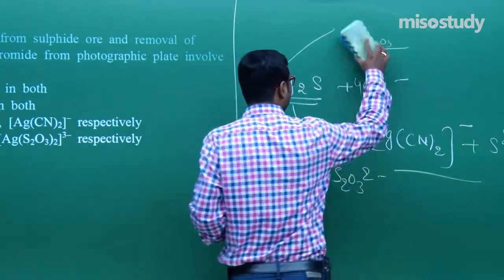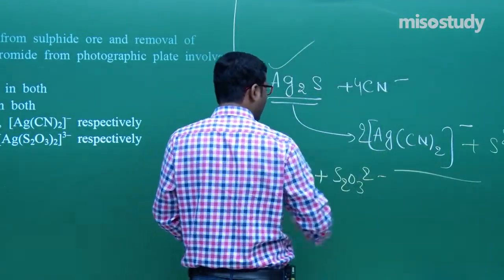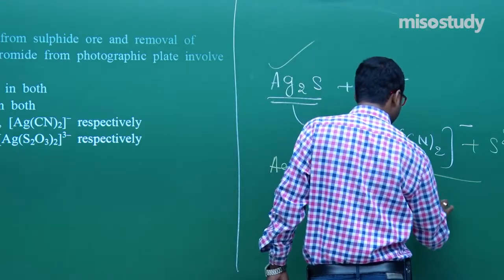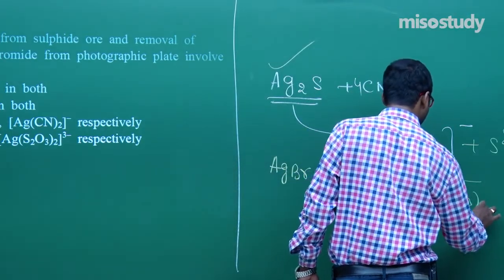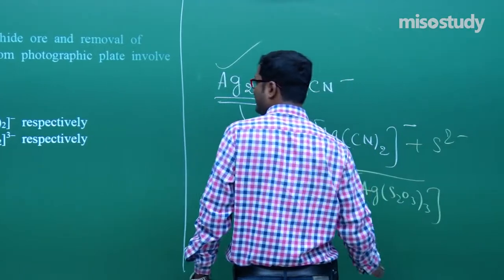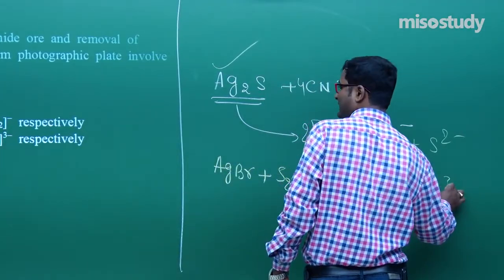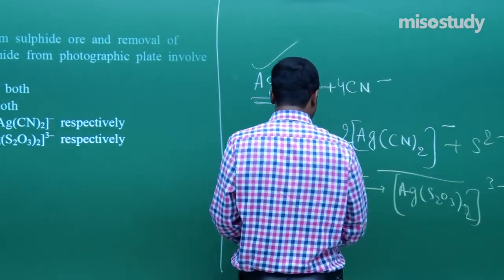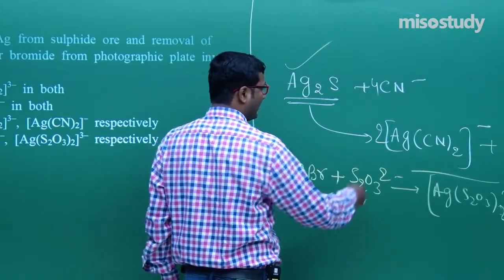Now what will happen in this case? It forms complexes: [Ag(S2O3)2]3-, that is 3 minus. Clear? These are the two products.